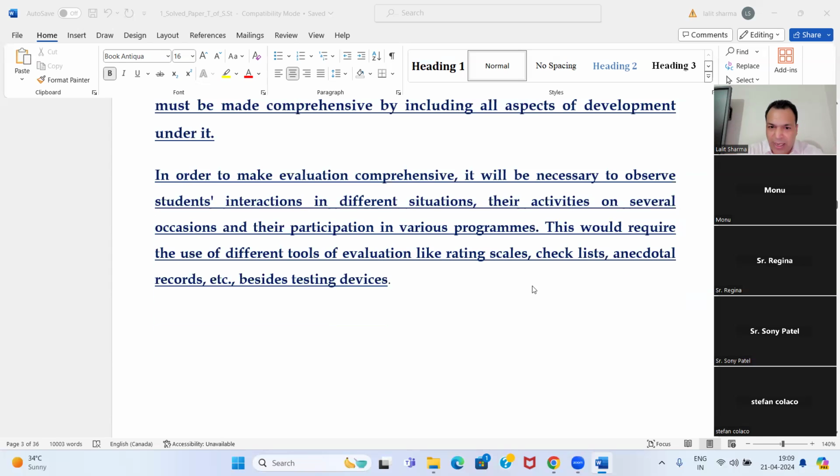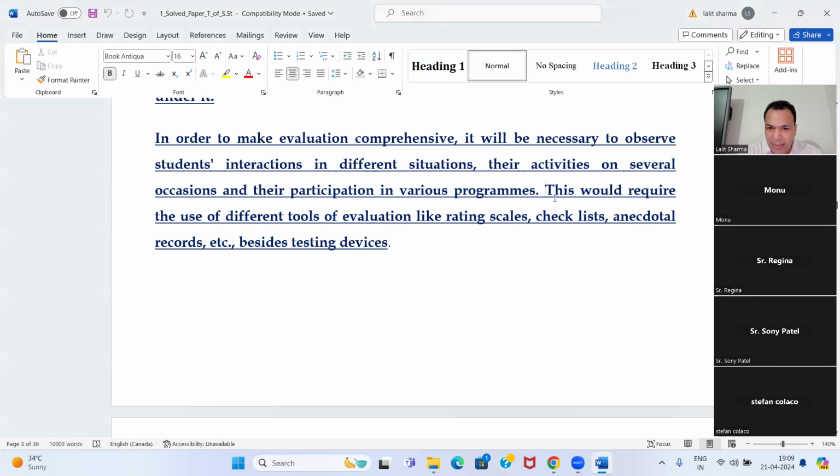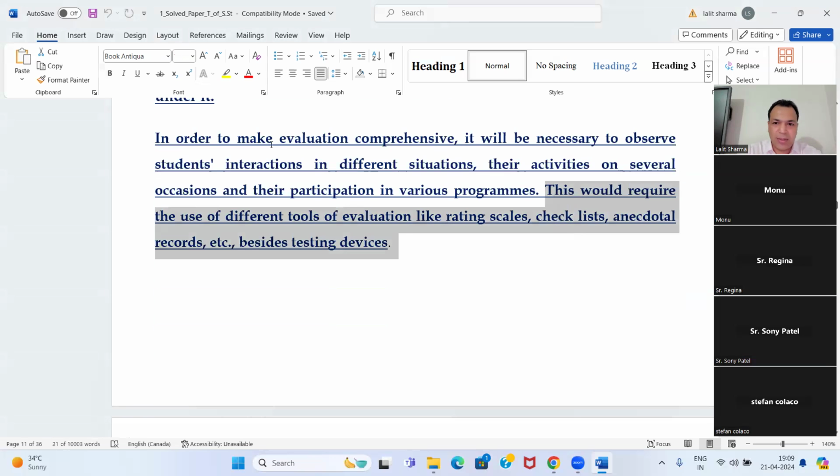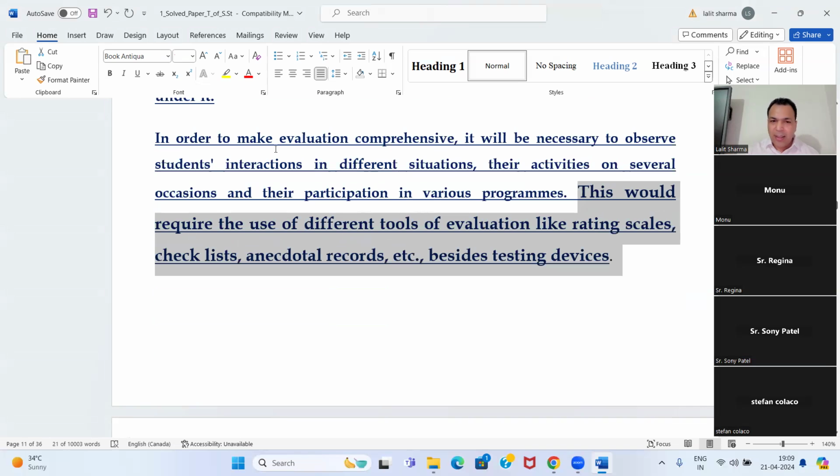Look, here are the evaluation tools. The evaluation tools are rating scale, checklist, anecdotal records, besides the testing devices. And tell me honestly, how many of these tools have you used in your class or will you use in your class? So you should have knowledge of these tools. Then your teaching-learning becomes good and effective.